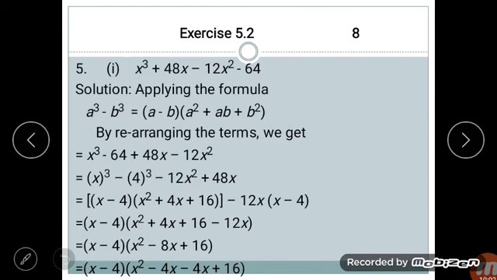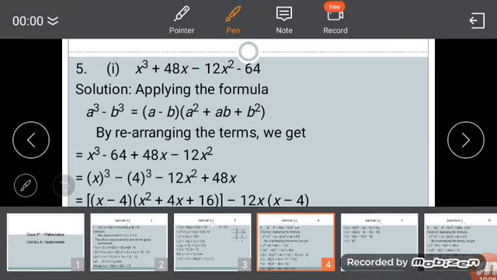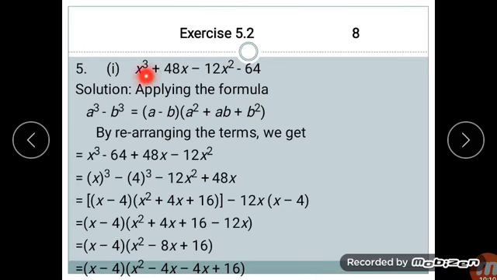Okay, now we have the next question of this exercise, and this is a different polynomial here. The expression or the polynomial is x raised to the power 3 plus 48x minus 12x square minus 64.